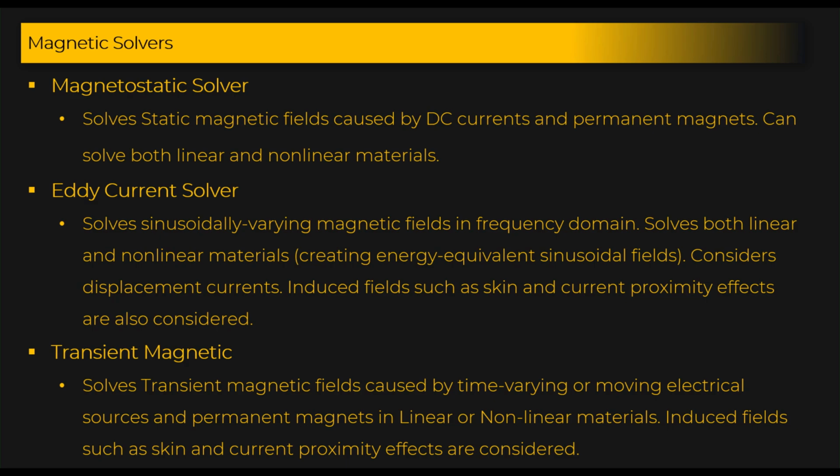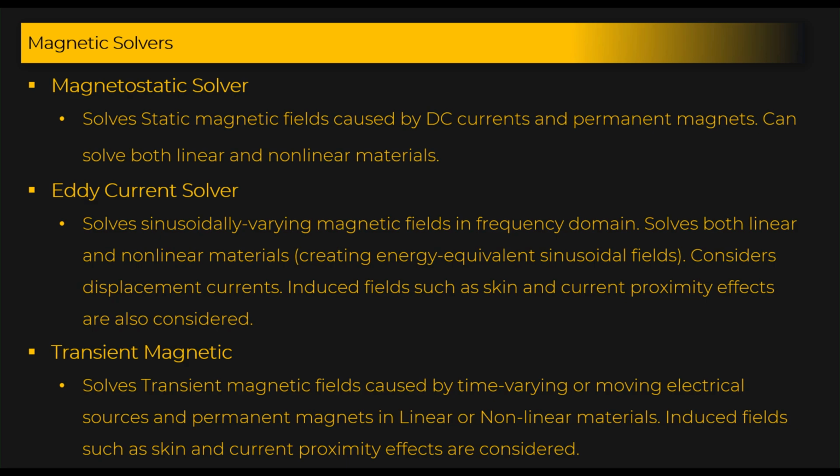Then comes the transient magnetic solver. Transient magnetic solves the fields caused by time varying or moving sources, and even permanent magnets. Here it can solve both linear as well as non-linear materials, and induced effects such as the skin and proximity effects are also considered here.